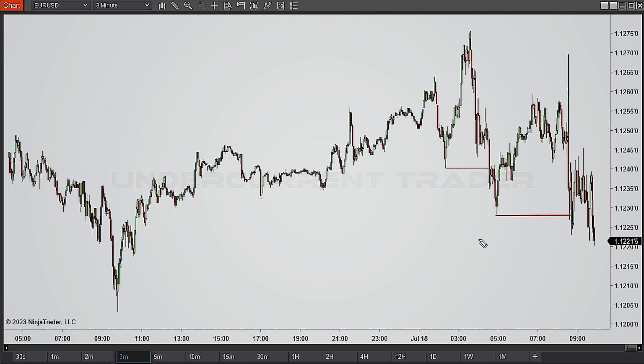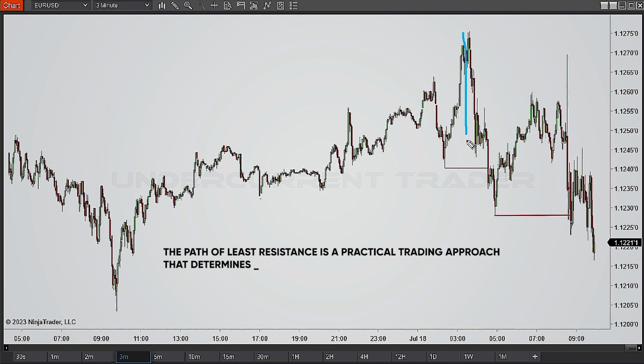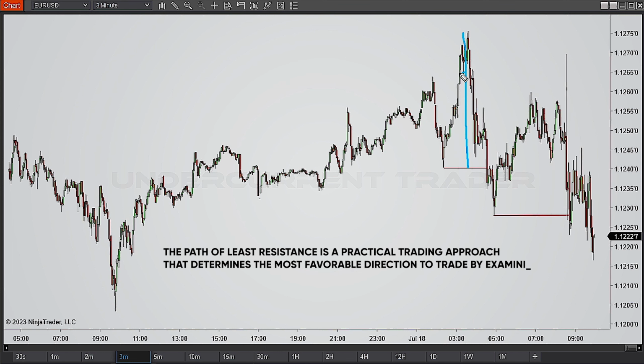Today I'll start by providing a tutorial on how to analyze price action and determine high probability entry points using, obviously among other things, the path of least resistance. The path of least resistance, as you already know, is a practical trading approach that allows traders to determine the most favorable direction to trade by essentially examining the left side of the chart.